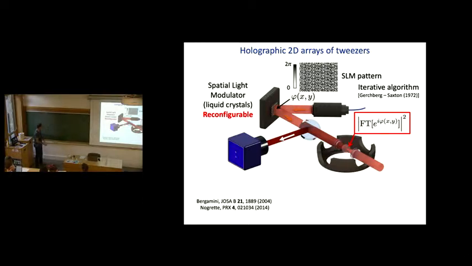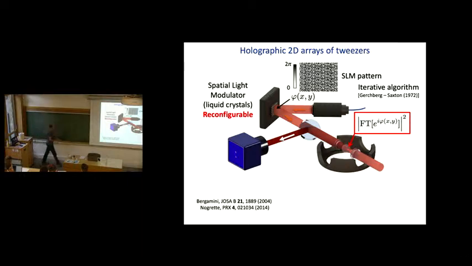So now it turns out that if you want to have a given array, essentially what you have are spots, which correspond to the diffraction orders. So you can revert the problem and calculate the phase you need to imprint on the light in order to have a given geometry of the array.